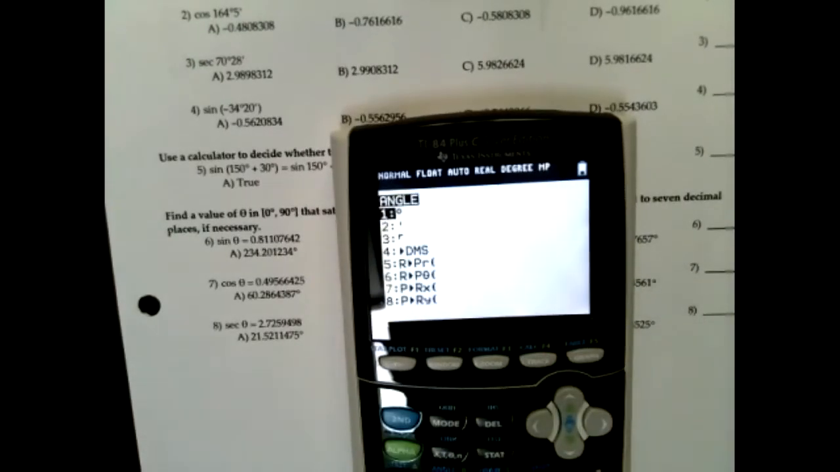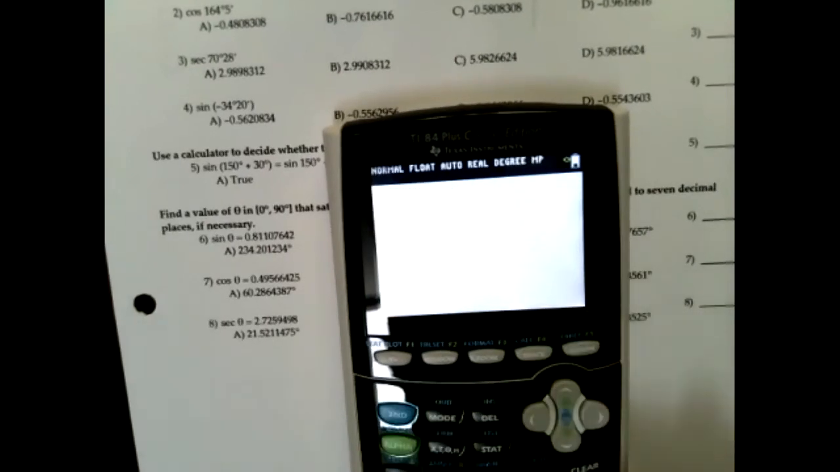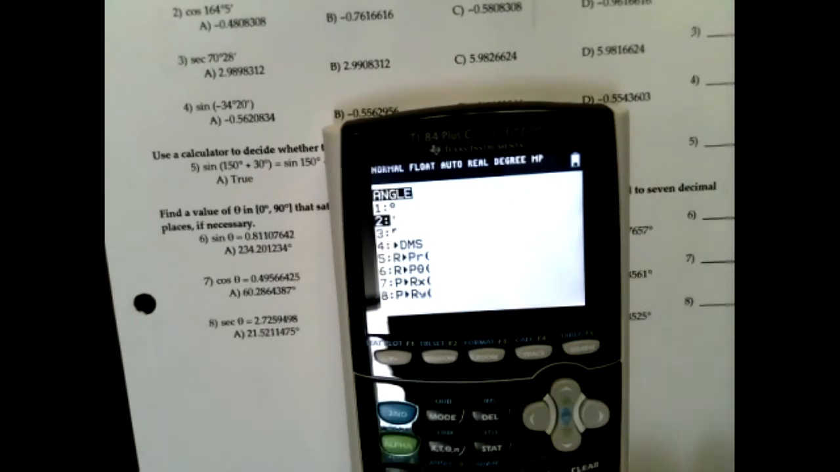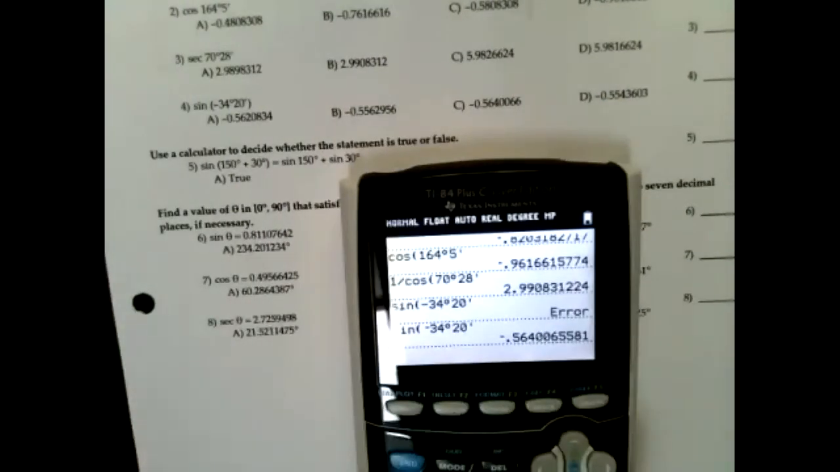34 seconds, degrees, 20 seconds, minutes. Wahoo! -0.56, there it is. It's out there. Questions on any of those?